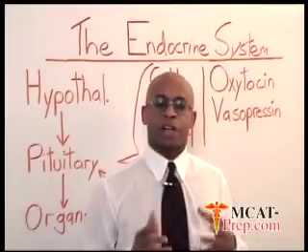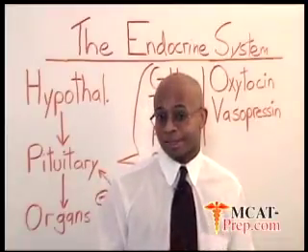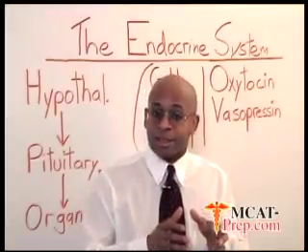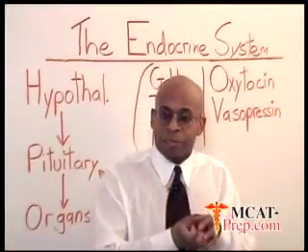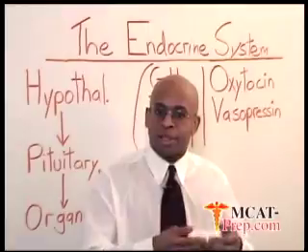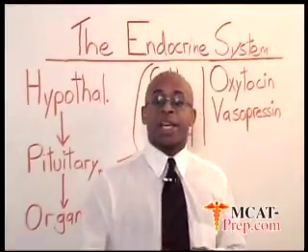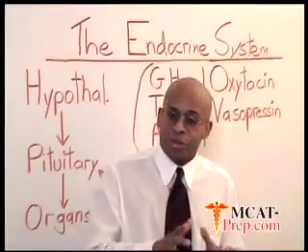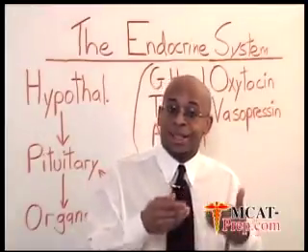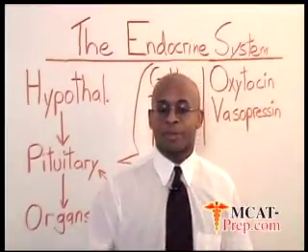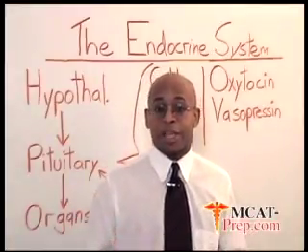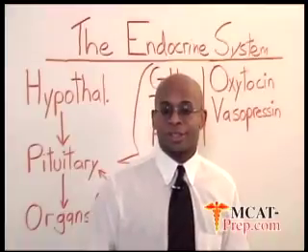Oxytocin has an effect on smooth muscle cells. It has an effect on the smooth muscle cells of the breast to help contract them, which is important in milk letdown. It also has an effect on the uterus to help contract it, which is important in delivery of the baby. Oxytocin is a hormone that we sometimes give to women when we do cesarean sections.